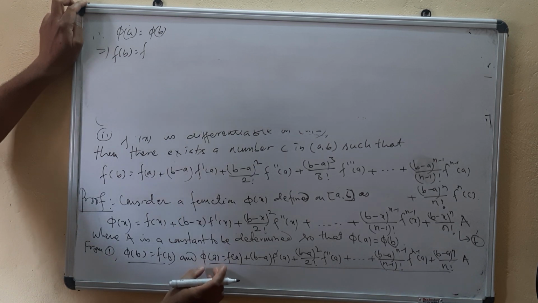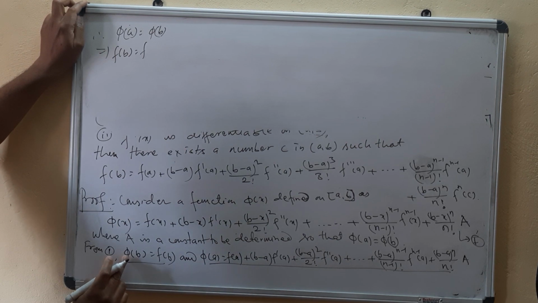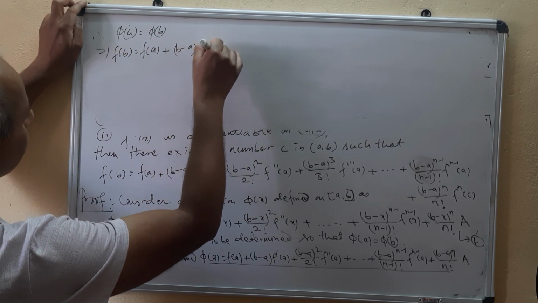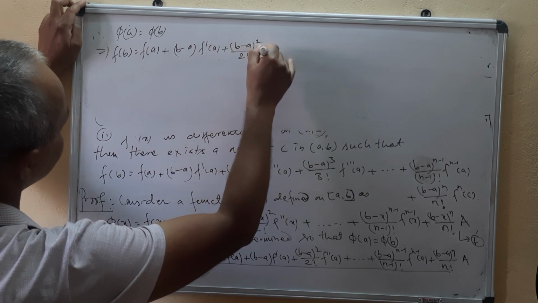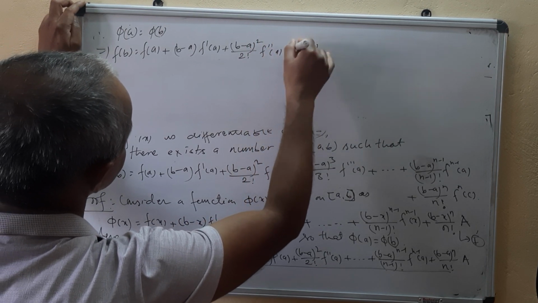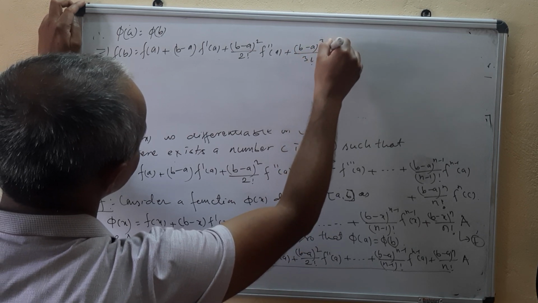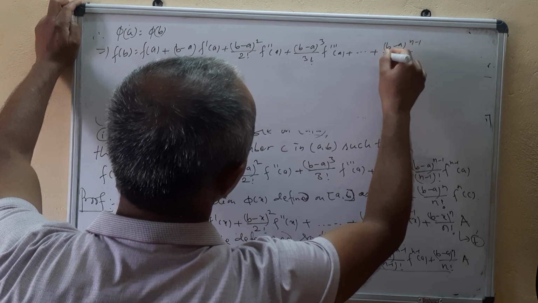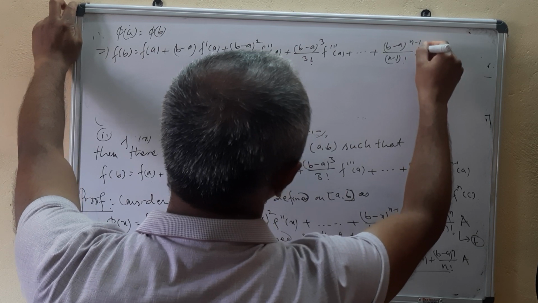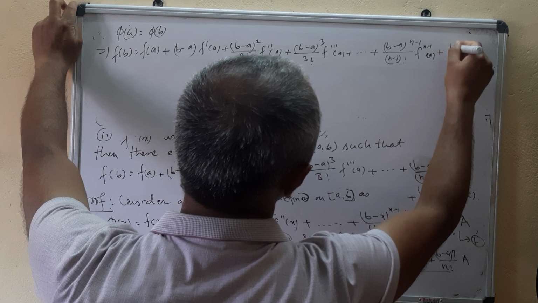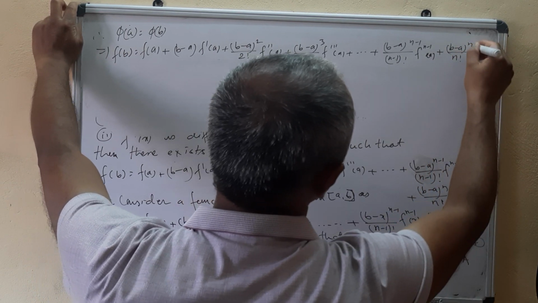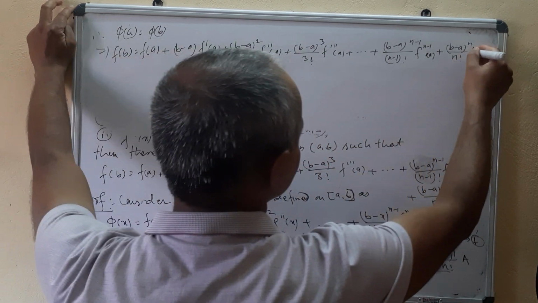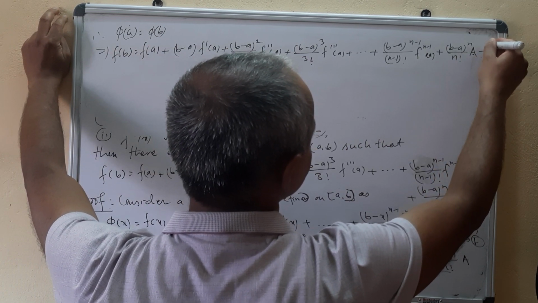just put here phi(a) equal to phi(b) and phi(b) equal to f(b), which means phi(a) will be equal to f(b). f(b) equals f(a) plus (b minus a) f'(a) plus (b minus a) whole square upon 2 factorial f''(a) plus (b minus a) whole cube by 3 factorial f'''(a) plus dot dot plus (b minus a) whole power n minus 1 upon n minus 1 factorial f^(n-1)(a) plus (b minus a) whole power n upon n factorial times A; in place of f^(n)(a), only A will be there. Let's say this is expression 2.